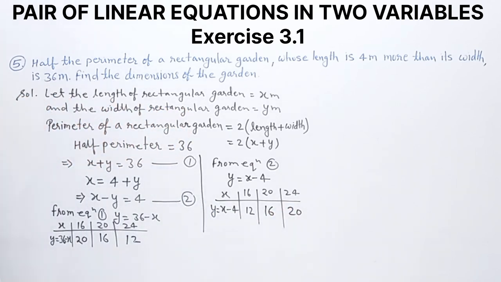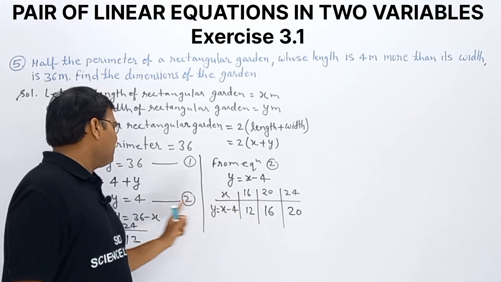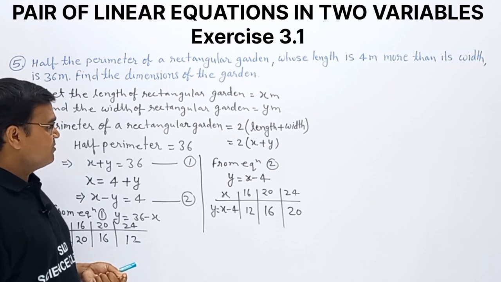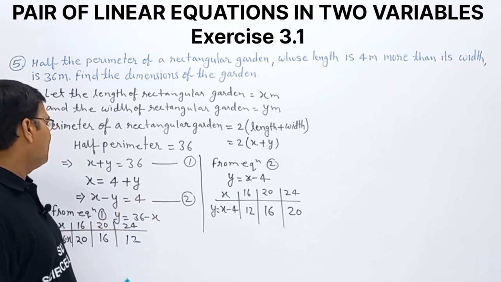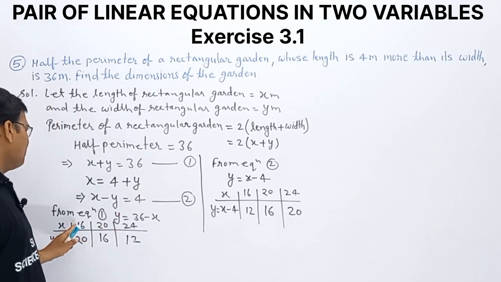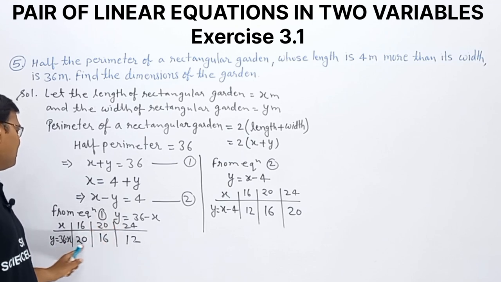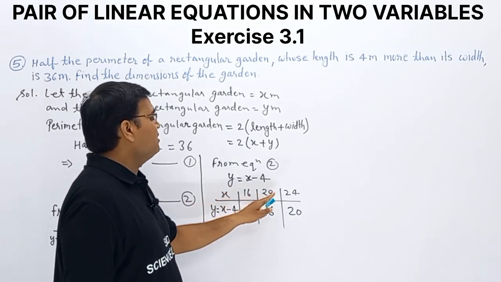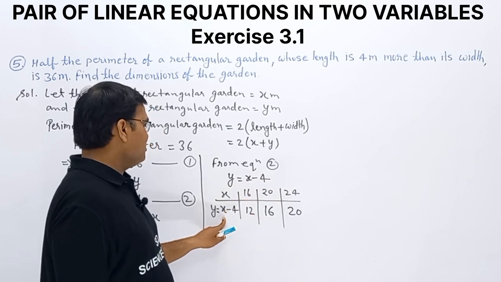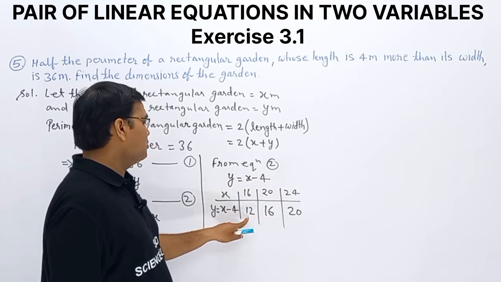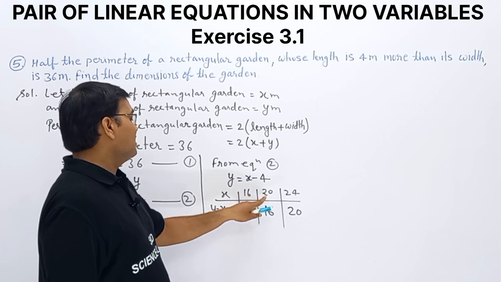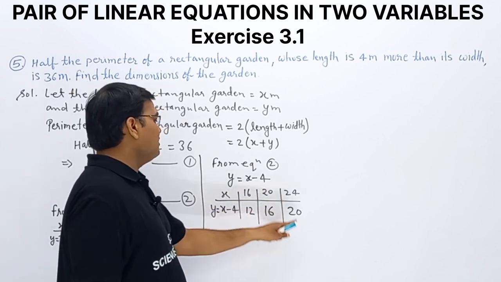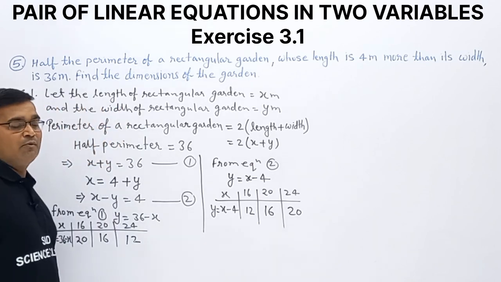We are taking some values so that we get one common point, which will be the intersection of both linear equations. So for x equal to 16, 20 and 24, we are getting the values of y. Similarly for equation number 2, x equal to 16 gives 12, x equal to 20 gives 16, and x equal to 24 gives 24 minus 4 equal to 20.